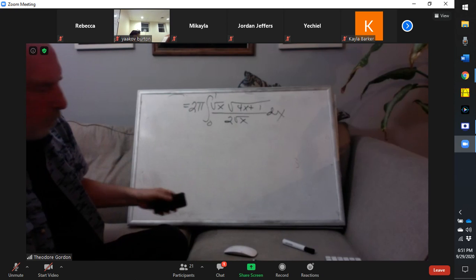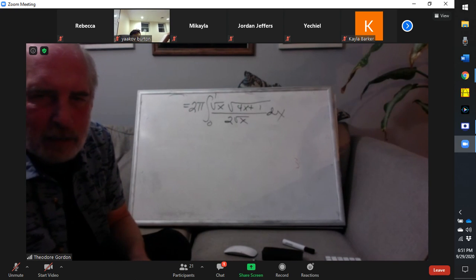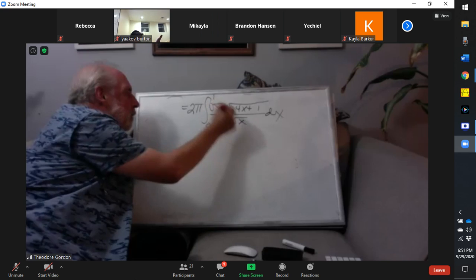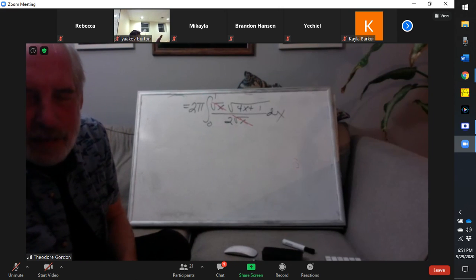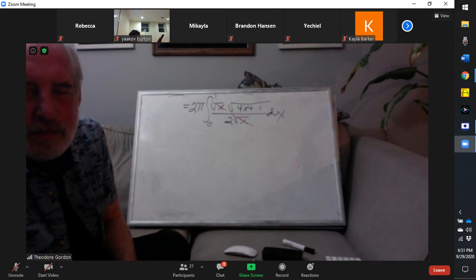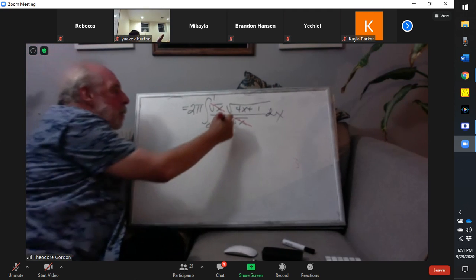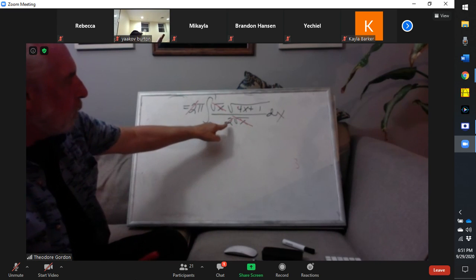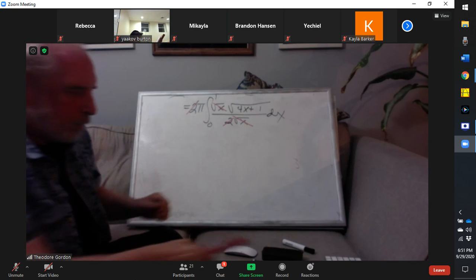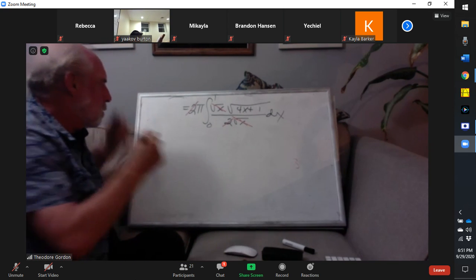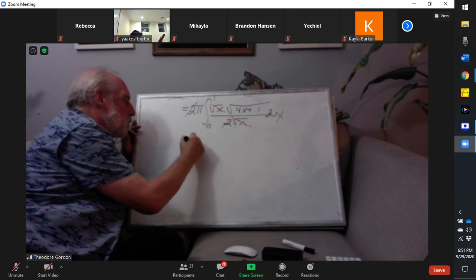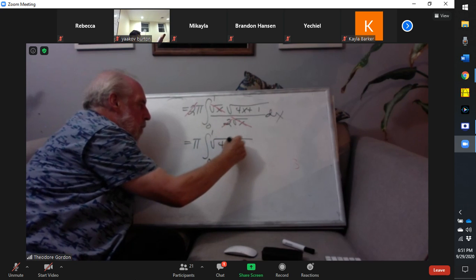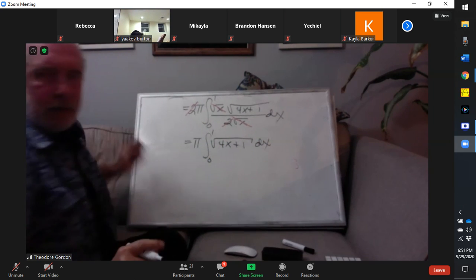what cancels out? Some stuff cancels out up there. What's canceling out? Radical x. Yep, the square root of x's cancel out. What else cancels out? The 2's. The 2's also cancel out. This 2 on the bottom cancels out with this 2 on the top. This 2 is just a constant, so it can come out. That leaves us with this, which doesn't look so bad.